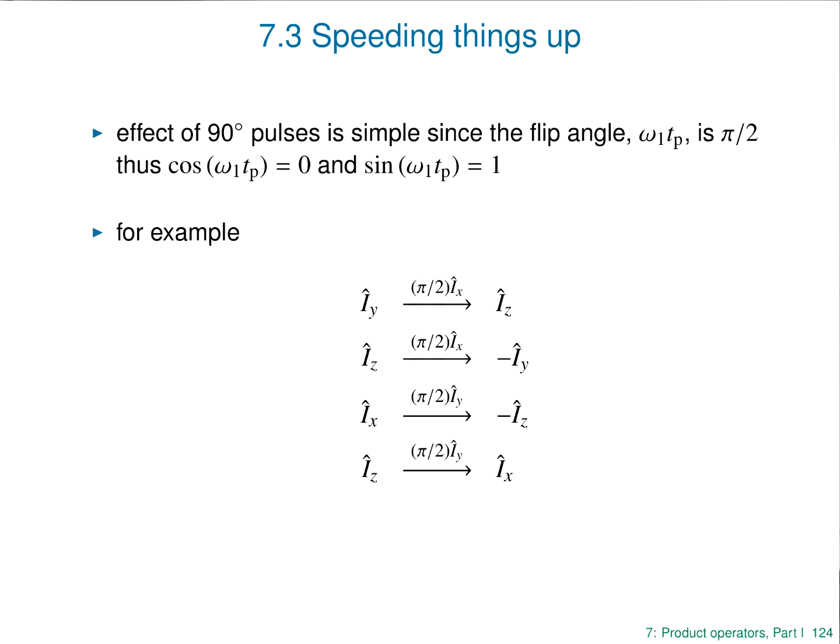So if you take iy and you do a 90-degree pulse about x, you just get iz. Of course, in principle, you get cos theta times iy and sine theta times iz, but theta is 90, so you only get the z term. So for 90-degree rotations, you can often just write down the result without referring back to the table. So that's one thing you can do.